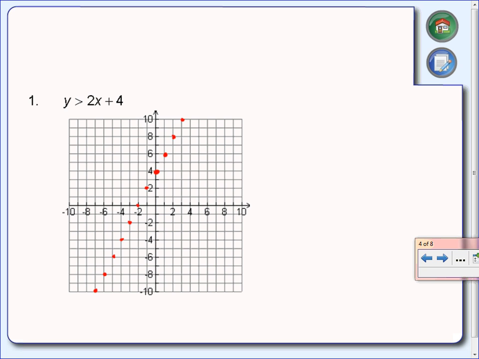Before you connect the dots, just double check what kind of line you're going to use. In this case, are we going to use the solid or the dotted one? Dotted. You can only use a solid if there's an equal sign. All right, so there's the line. At this point, all I need is the shading. Right now, that inequality symbol is a greater than symbol, and because it's a greater than symbol, I should be shading to the top. So I'm going to shade to the top.